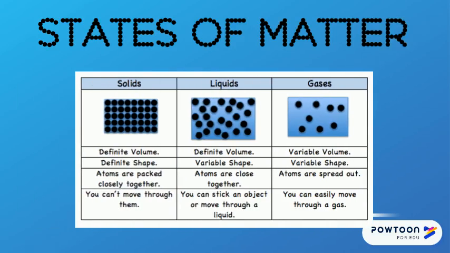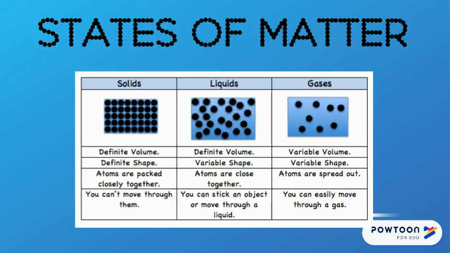Liquids. Liquids have a definite volume, a variable shape. The atoms in a liquid are still reasonably close together, and you can stick an object through or move through a liquid. Gases have a variable volume, a variable shape. The atoms are spread out and you can easily move through a gas.